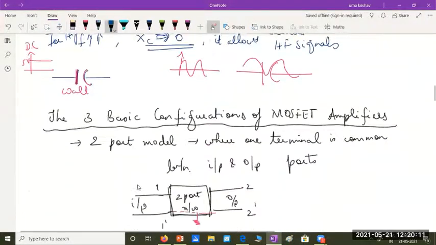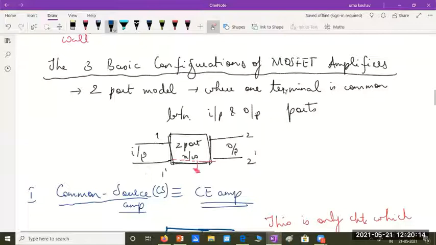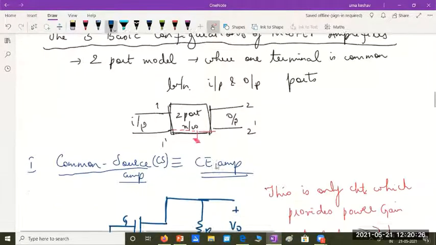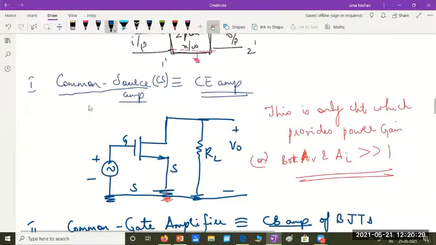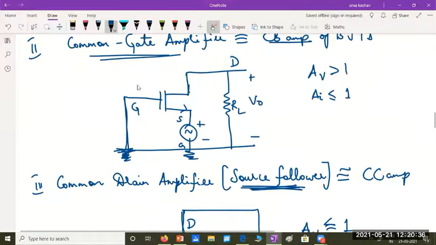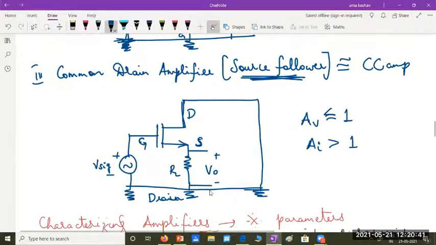And we spoke about how a three-terminal device can be written as a two-port network by shorting one terminal. One terminal is taken as common between input and output. So a three-terminal device can become a two-port network. With that, I will have three different configurations of MOSFET. Common source, where source is the common terminal. Common gate, where gate is the common terminal. And common drain, where drain is the common terminal. And input and output are given as follows.